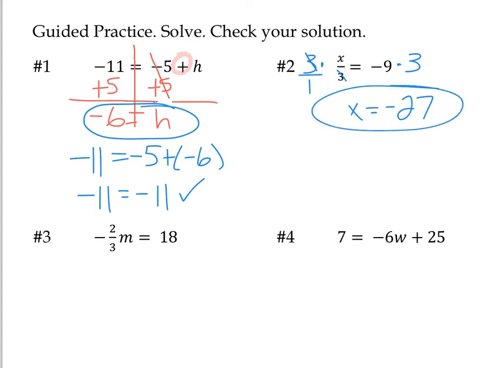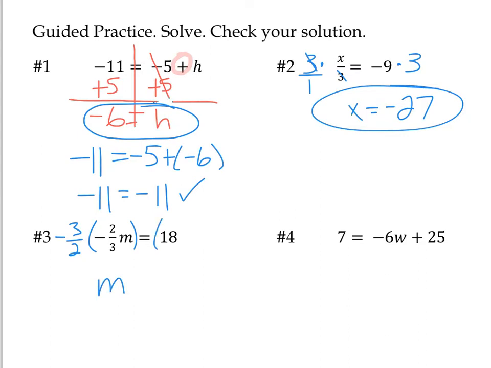Try a couple more here. In number 3, we see a fraction. It's a little bit different than the fraction in the last problem. In this one, we have negative 2/3 m. So to cancel out a fraction, we can multiply by its reciprocal. We talked about reciprocals in a previous section, and you've seen them before. If we multiply this by negative 3 over 2, anytime you multiply reciprocals, you'll get 1. So now we have 1m.